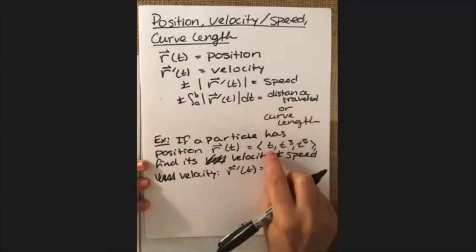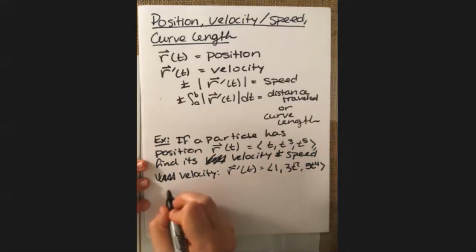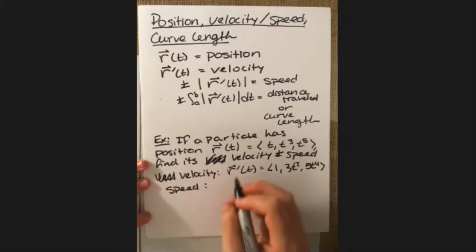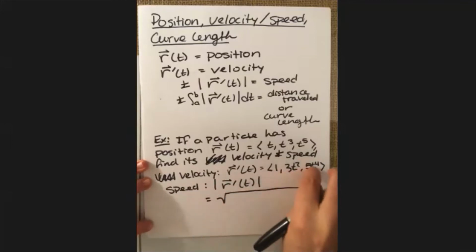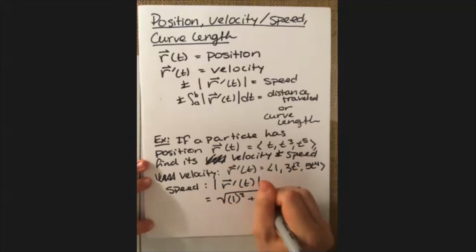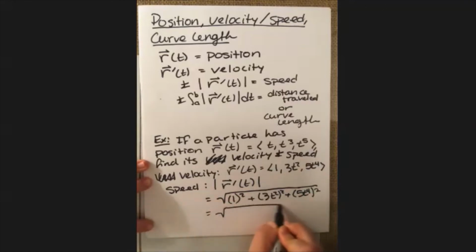In this case, that's just equal to the derivative of each of those components. So 1, 3t squared, 5t to the fourth would give you velocity at time t, and then speed is just the length of that, which is the square root of each of the components squared and then added together. It's the same idea as working with a standard vector, we just have functions that we're plugging in for the components instead. Simplifying this down a little bit, you get the square root of 1 plus 9 t to the fourth plus 25 t to the eighth. And that would give you the speed at time t.